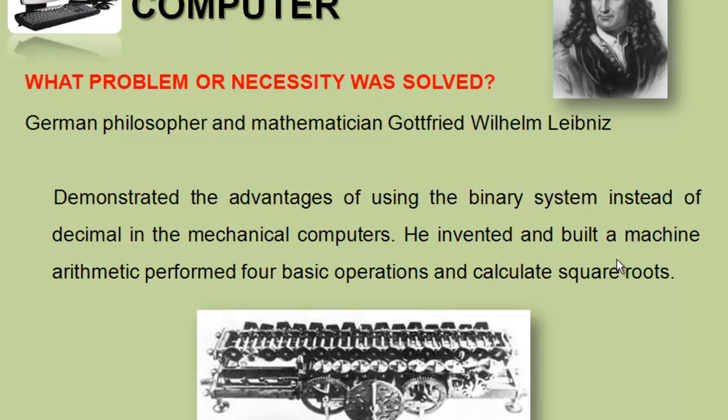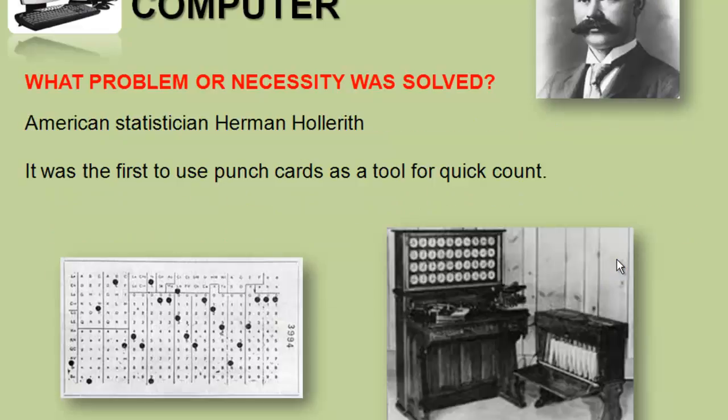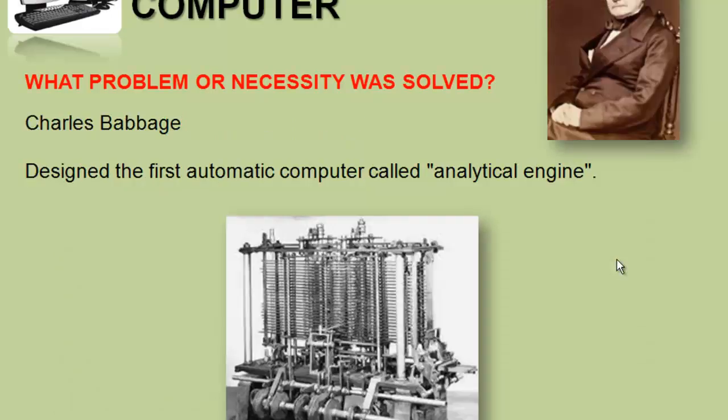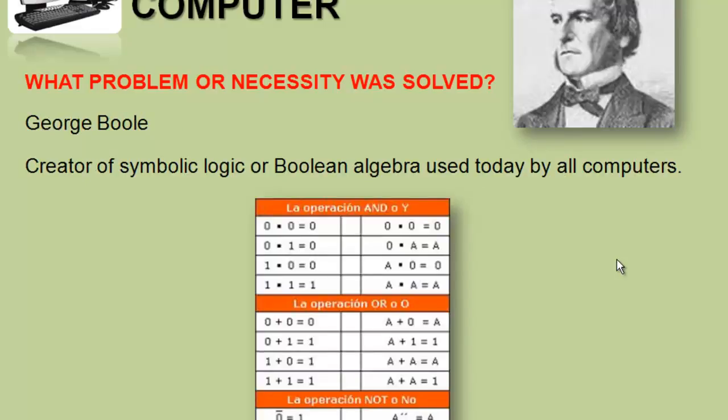German philosopher and mathematician Gottfried Wilhelm Leibniz demonstrated the advantage of using the binary system instead of decimal in mechanical computers. He invented and built a machine that performed the basic arithmetic operations and calculated square roots. American statistician Herman Hollerith was the first to use the punch card as a tool for quick counting. Charles Babbage designed the first automatic computer, called the Analytical Engine. George Boole, creator of symbolic logic or Boolean algebra, used today by all computers.